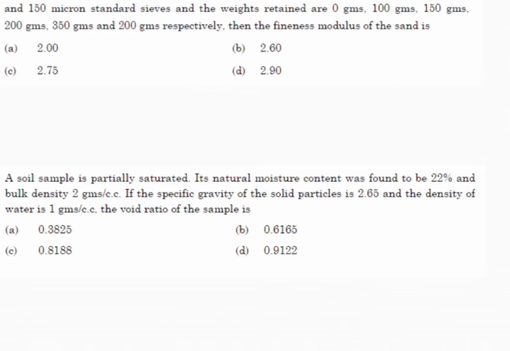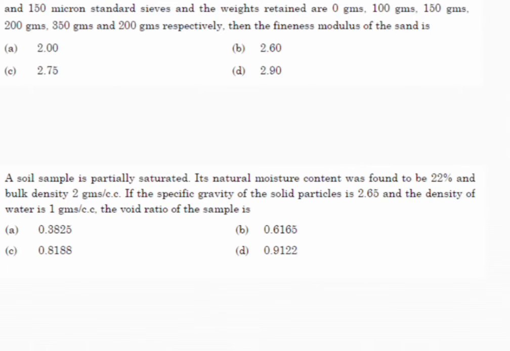If 1000 grams of sand is sieved through 4.75 millimeter, 2.36 mm, 1.18 mm, 600 micron, 300 micron and 150 micron standard sieves, and the weights retained are 0 grams, 100 grams, 150 grams, 200 grams, 350 grams and 200 grams respectively, we need to calculate the fineness modulus of the sand.